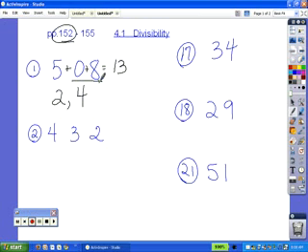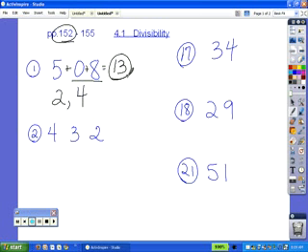For a number to be divisible by 6, it has to be divisible by both 2 and 3. 508 is divisible by 2 but not 3, so it's not divisible by 6. For a number to be divisible by 9, the sum of the digits, which is 13, has to be divisible by 9. Since 13 is not divisible by 9, neither is 508.